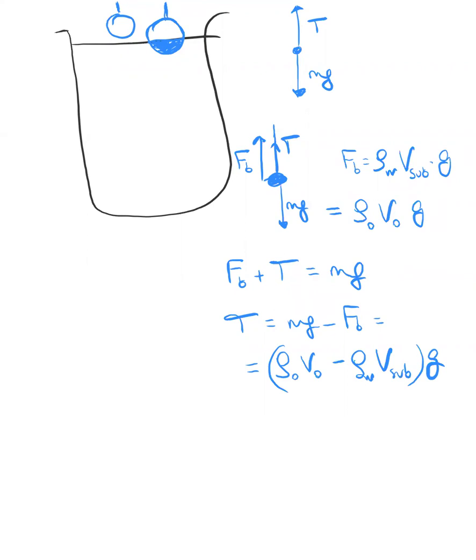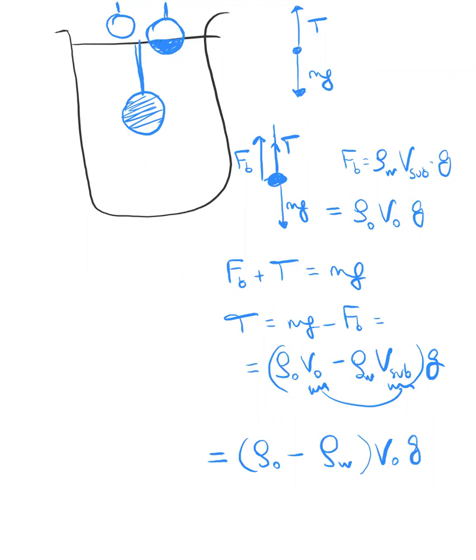Now, if I fully submerge my object, then this volume right here, the volume submerged, is equal to the total volume. So as my tension, I will get, now I have the same volume, I can take it outside of my brackets, density of the object minus density of water times the volume of the object times g. And now, depending on how these densities compare, I could be in one of three situations.